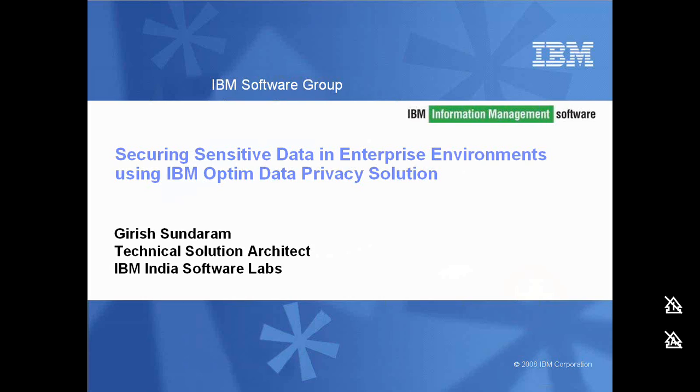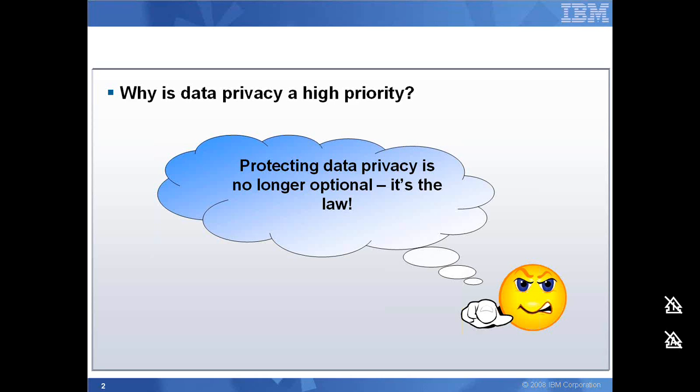Why is data privacy a high priority? Because data privacy is no longer optional. Now it is mandatory by law. It has become a regulation in many countries, including India. So data privacy is no longer a good-to-have feature or option for enterprise. It's mandatory by law.